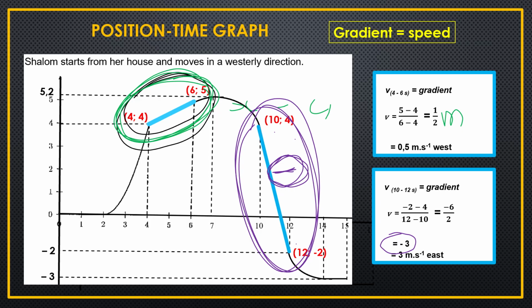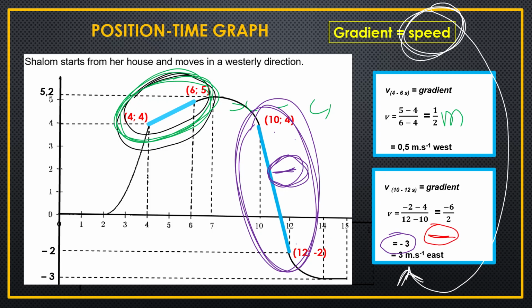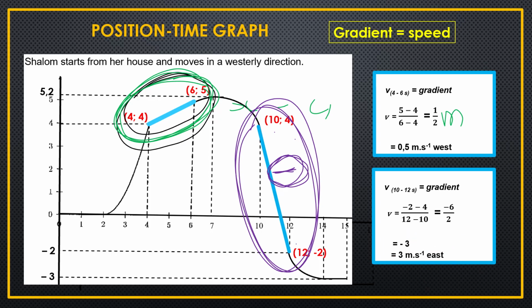The gradient represents speed. The unit for speed is meters per second, and because you got a negative direction, we know that you can't leave your answer as a negative answer. You need to substitute the negative sign with the word east, because east is negative for this graph while west is positive. So if you get a negative answer for your gradient, you can't leave it as a negative. You must rewrite your answer with the correct unit and then you need to write the word down, in this case east, that represents the negative direction.